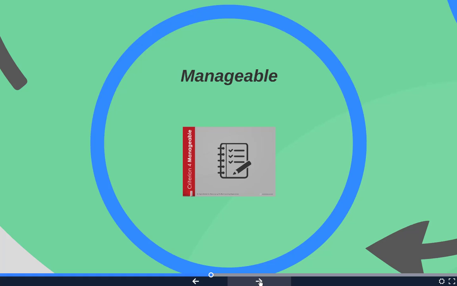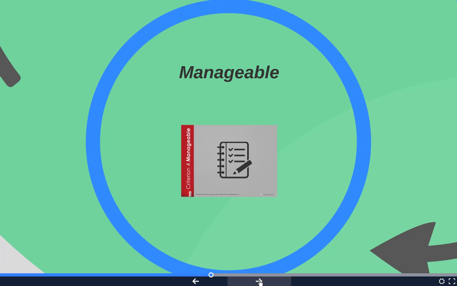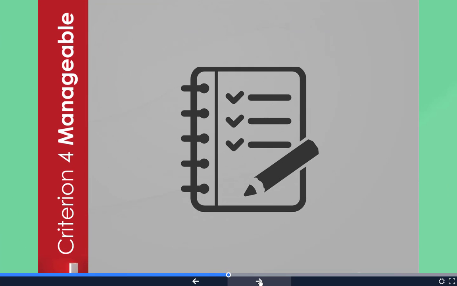And then lastly, the criterion for SAM is that it's manageable. Small, short bursts of something that's manageable, something controllable.